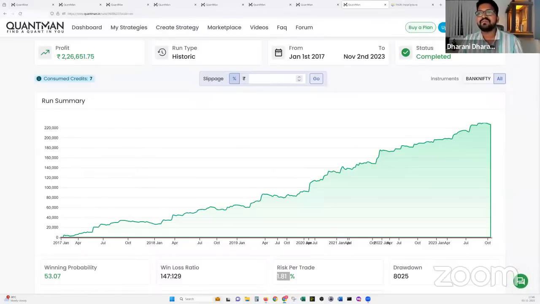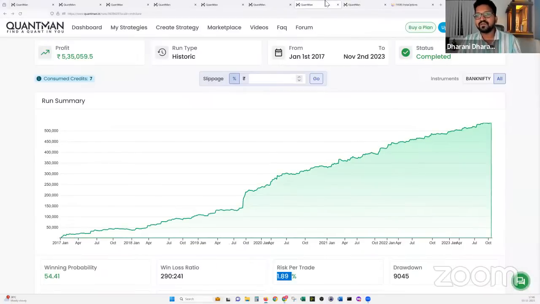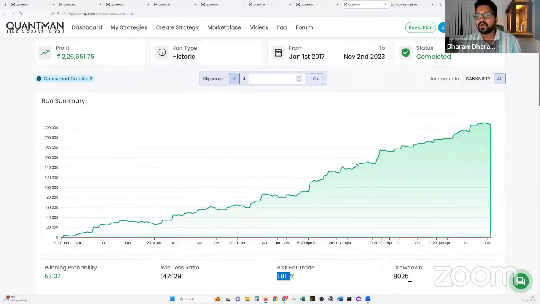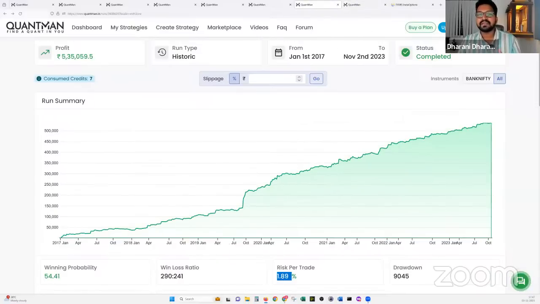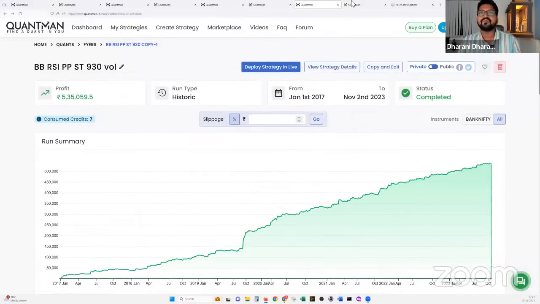We will try to figure it out. See, CPR strategy drawdowns, it's not about the drawdown. Drawdown is just 1,000 rupees over here, but here it's another 1,000 rupees added. But see the profitability, 2,26,000 to 5,35,000. It's very huge, right? It's very huge.